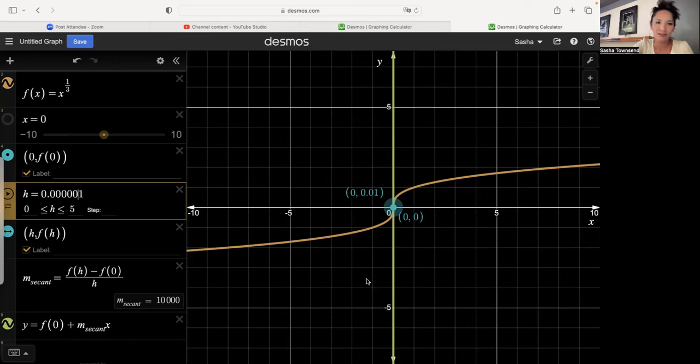So it's almost vertical. But keep adding zeros. Look, the slope of the secant is now 46,415. Add another zero, 215,443. That slope just keeps getting larger and larger and larger as h approaches zero. Now let's see what happens if we approach zero from the other side.